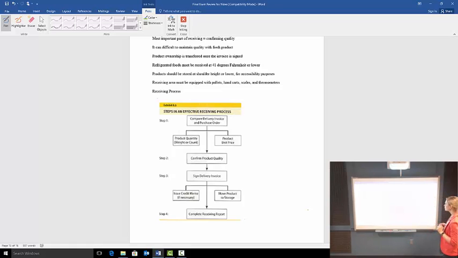And then here is a chart of the receiving process. Step 1, compare delivery invoice with that purchase order. So you want to make sure that what you ordered is actually what you're getting. Check your product quality, weight, and count. Step 2, confirm product quality. Step 3 is actually signing the invoice once you confirm everything. And then issue a credit memo and move your product to the storage area. And this will complete the receiving report.